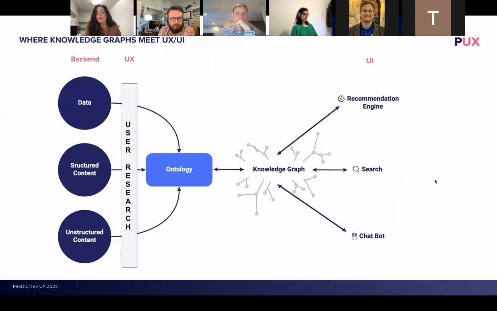A lot of people may not be familiar with knowledge graphs, but this is a really great example of how you can take data and pull it together and put it into a UI on the front end here. And a lot of times the user research piece doesn't come in until way over here, right when you're about to design the UI. And we're suggesting that the UX piece needs to come in much earlier and be part of the process throughout the entire life cycle.